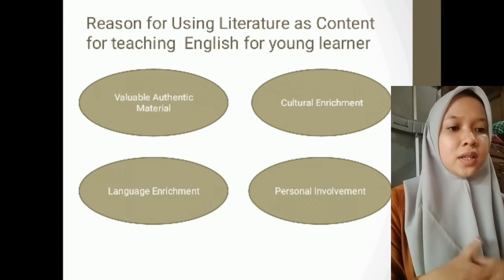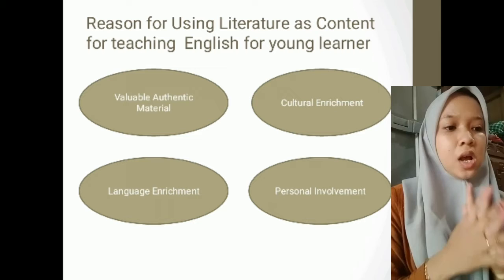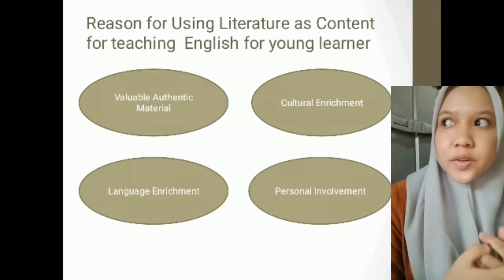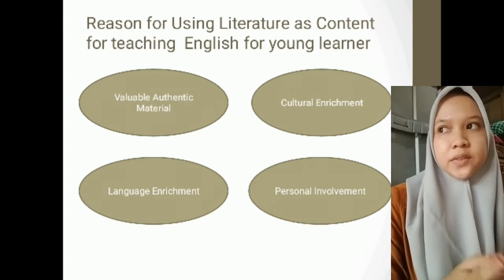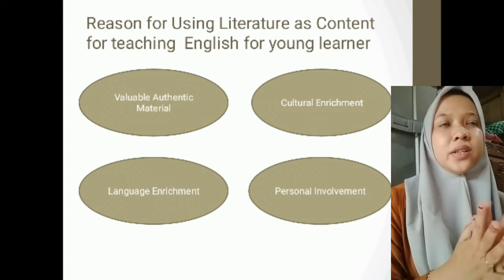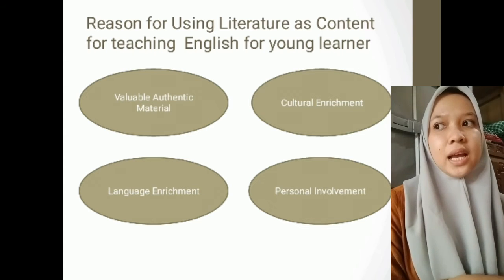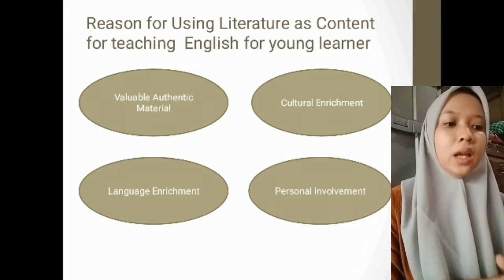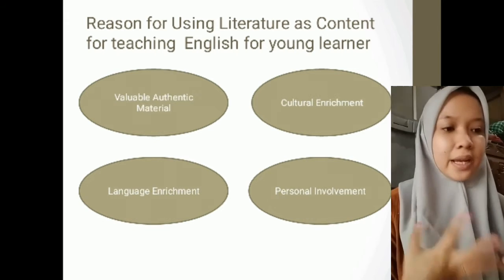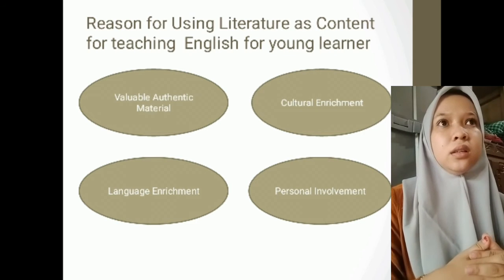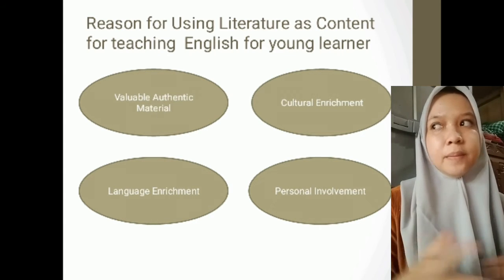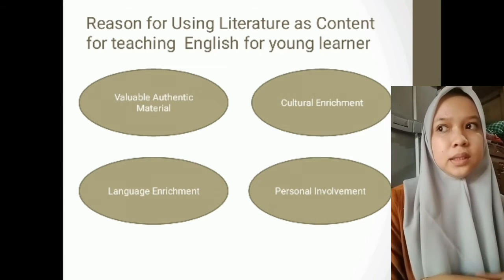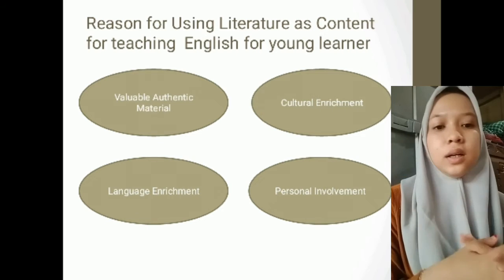The next is reasons for using literature as content for teaching English to young learners. There are four reasons why literature is used as content for teaching English to young learners. The first one is literature is a valuable authentic material. Jadi yang pertama itu literature itu adalah suatu karya yang asli, yang autentik. Next, cultural enrichment. Jadi mengapa literature dijadikan sebagai pembelajaran? Karena untuk memperkaya budaya, agar budaya itu tidak terkikis.